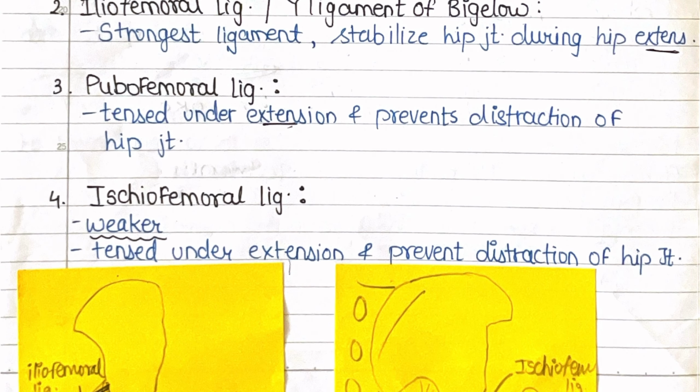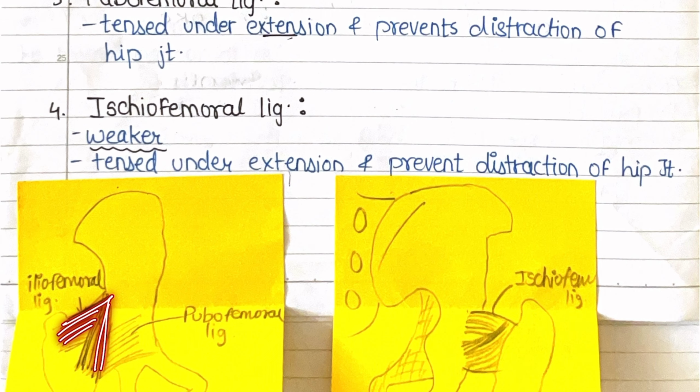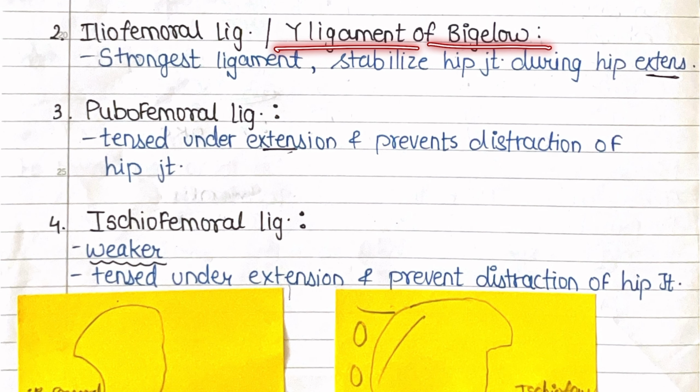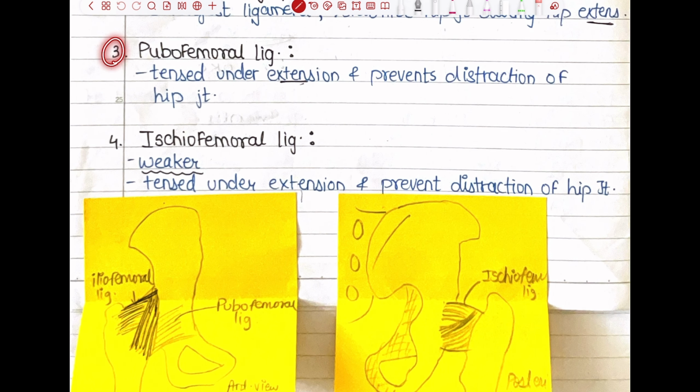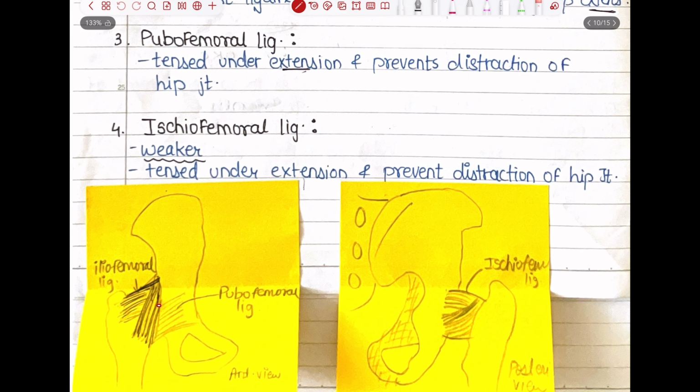Then is the iliofemoral ligament, which I have shown here. It is the Y ligament of Bigelow. It is the strongest ligament of the body and it stabilizes the hip joint during hip extension. As you can see, this is the iliofemoral ligament. Then is the pubofemoral ligament, which is tensed under extension and prevents the distraction of the hip joint. Here this is the pubofemoral ligament in the figure.